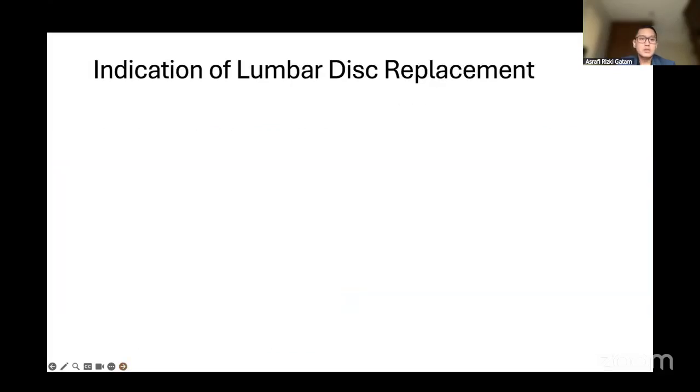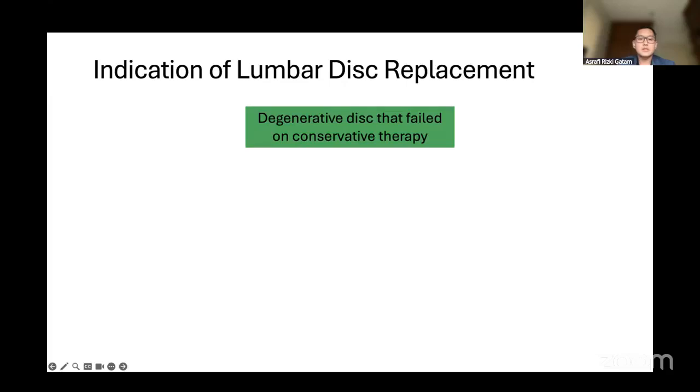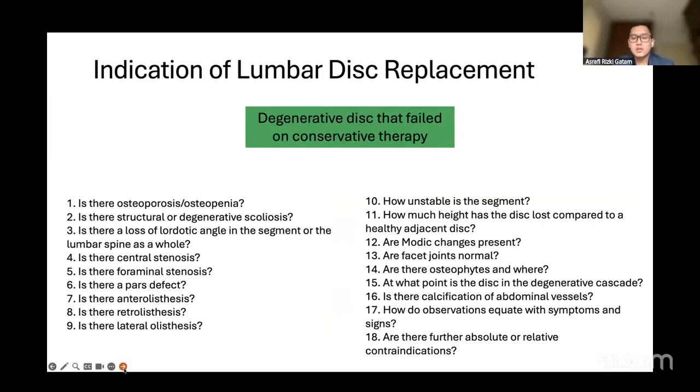So what is the real indication for lumbar disc replacement? Basically, lots of literature says degenerative discs that failed conservative therapy. This is the main indication for lumbar disc replacement. But it turns out there are a lot of things that we need to address and evaluate before doing lumbar disc replacement.